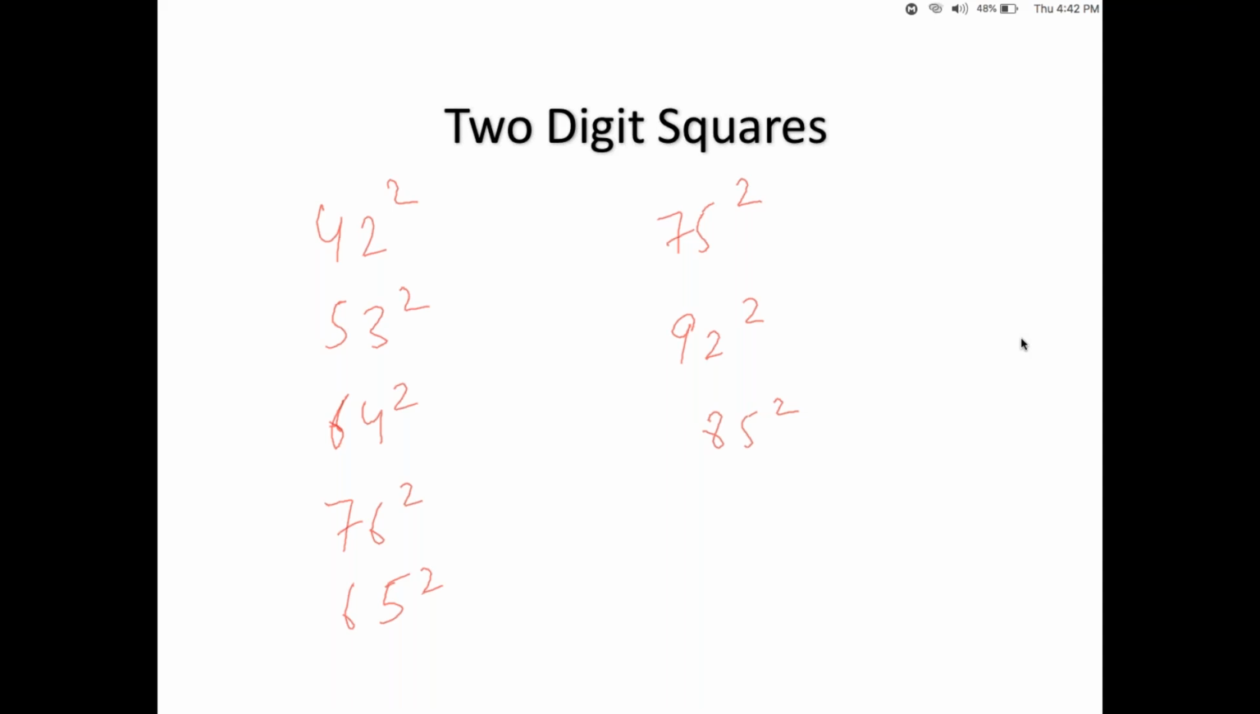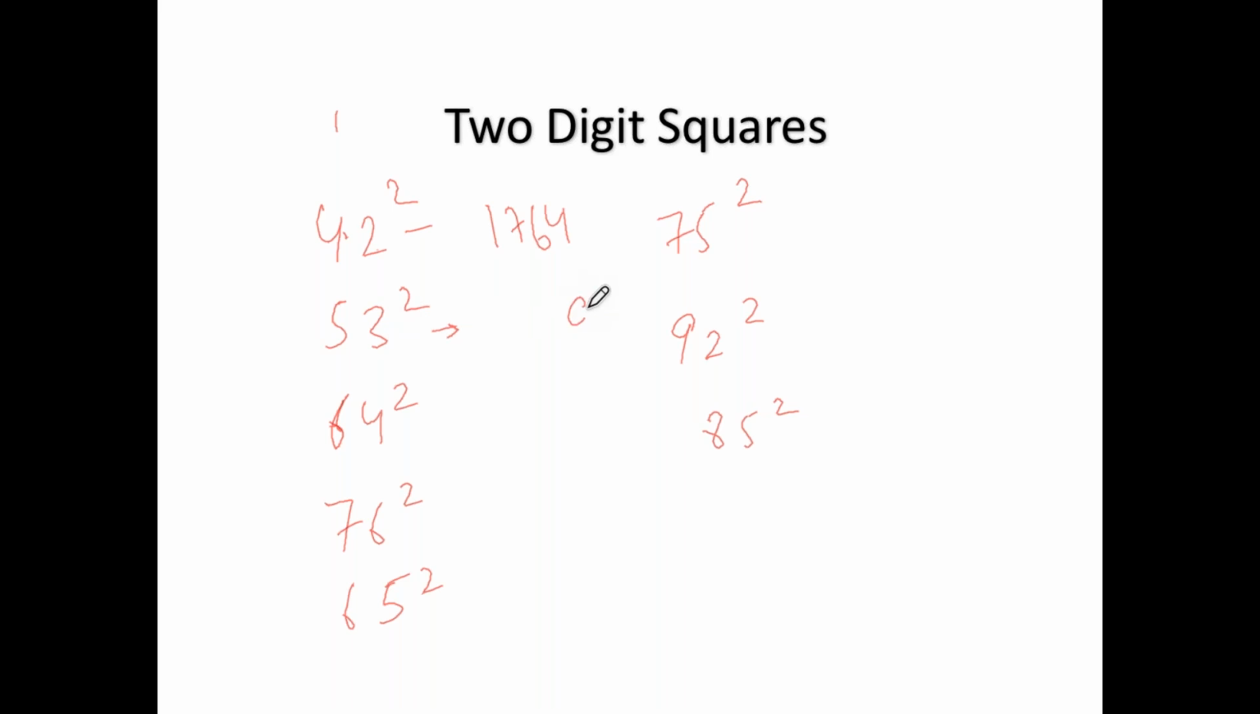Aradhya, no, 64 square is not 40816. Okay, I'll do all of these one by one. So please check your answers, whatever your answers are. 42 square. So 2 square was 4. I kept 4 here. 4 into 2, 8 into 2, 16. I'll keep 6 here. 1 will be carried over. So 4 square, 16 plus 1, 17. 1764 is the answer for the first one. Okay. So whosoever has got this correct, please check it. Check your mistakes also if you got it wrong.